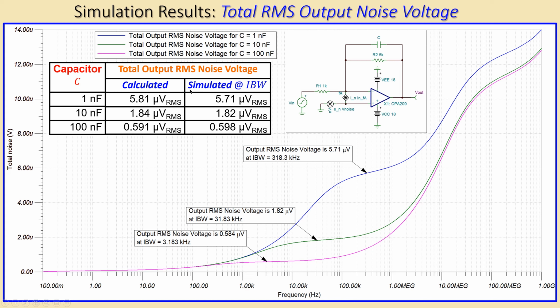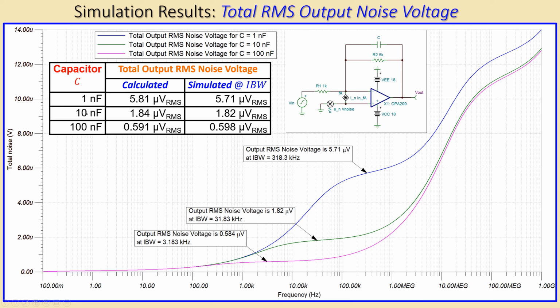So we have then defined or discussed the integration bandwidth. Looking at the integration bandwidth, in our case it is at 1 decade after the cutoff frequency for this case, so it is 31.83 kilohertz, so 10 times that one will be 318.3 kilohertz, and that is then 5.71 microvolts RMS, and that is very close to what we have calculated.